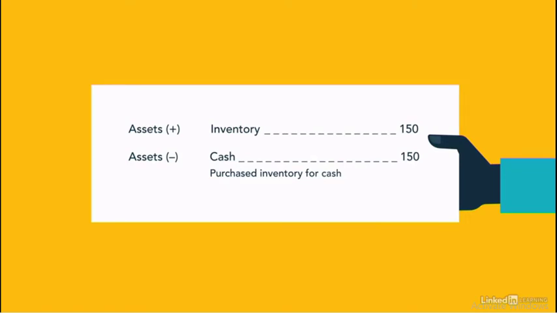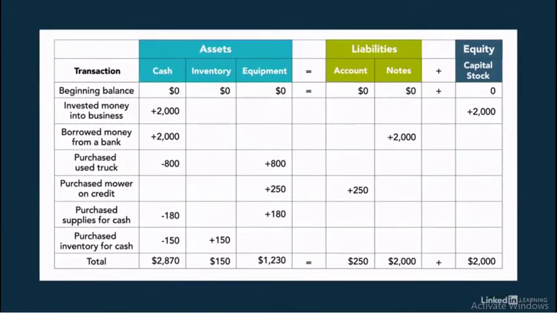Now, the various account balances that are part of the accounting equation will look like this. Our assets, if we total them up, equal $4,250. Our liabilities total $2,250. And our owner's equity account, capital stock, is $2,000. Our balance sheet still balances.